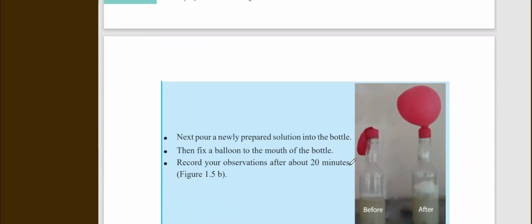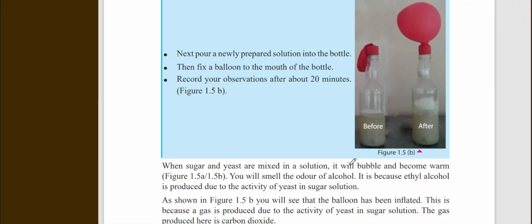So if you do this in a different way, and you have a bottle with the newly prepared mixture, the same mixture is in the bottle, and then you fix a balloon to the bottle this way, finally you would find that the balloon inflates as a gas comes from the bottle. What is the gas? Carbon dioxide. Who is producing carbon dioxide? Yeast is producing carbon dioxide. What is the process in which yeast produces carbon dioxide?